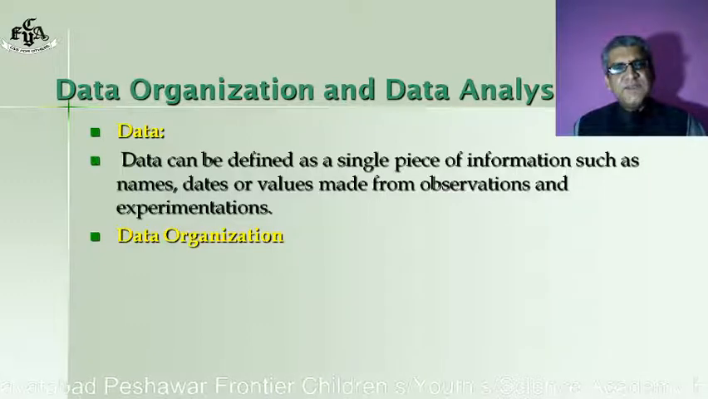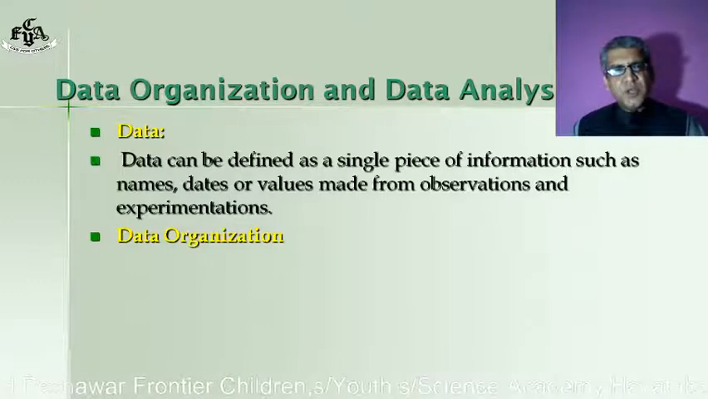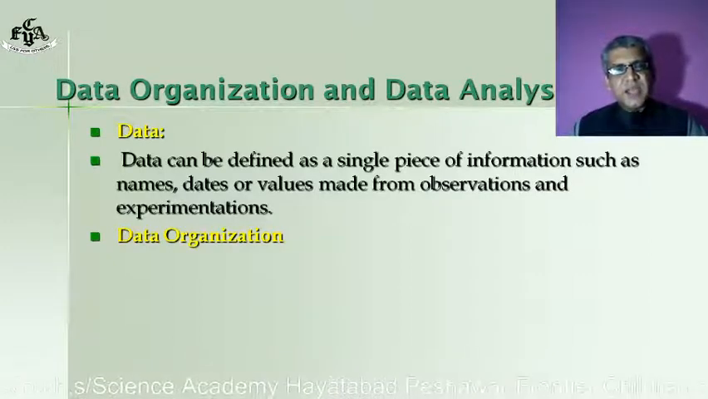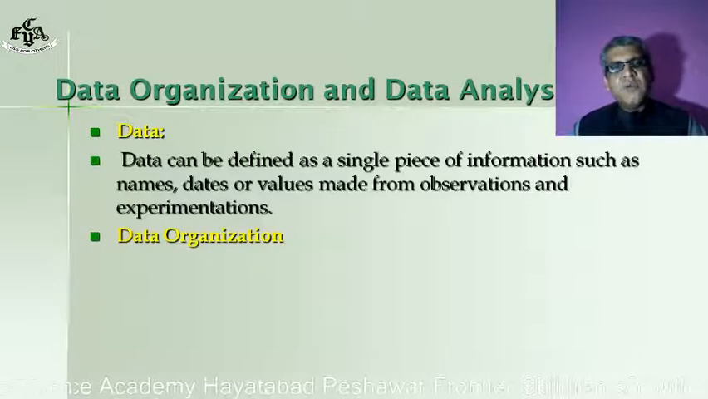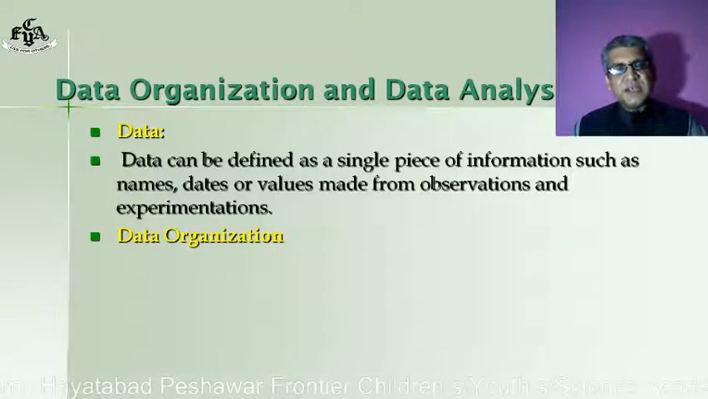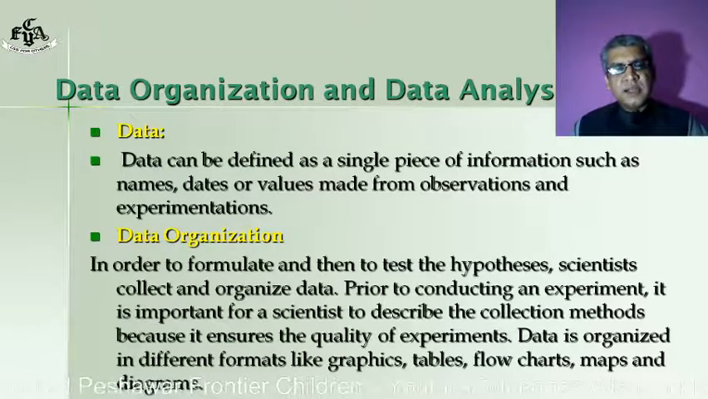When scientific research is carried out, it is necessary for a scientist to describe, before starting the scientific research, how he will collect the data and how he will organize the data. So that organization of data, how the data are organized, is in the form of a graph, or in the form of a table or flow chart or maps, etc. So this is a very important step in the research, data organization.